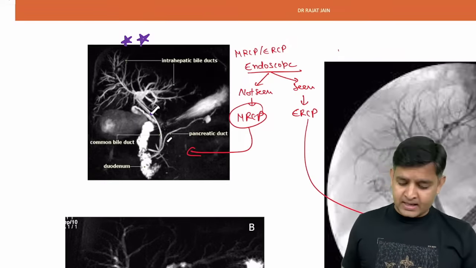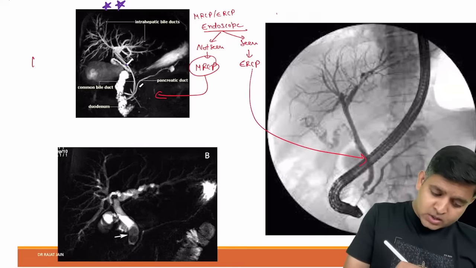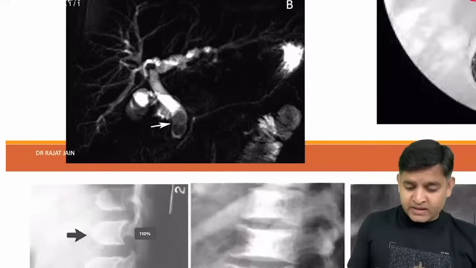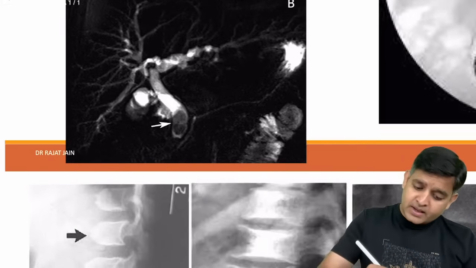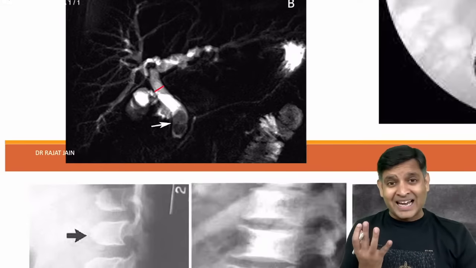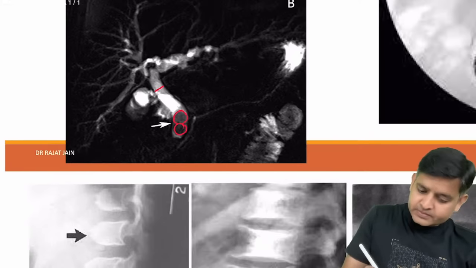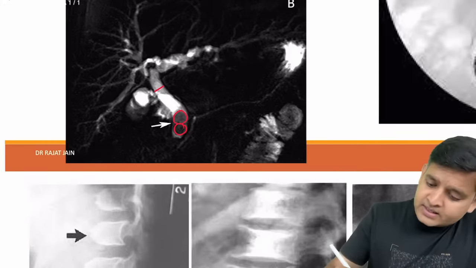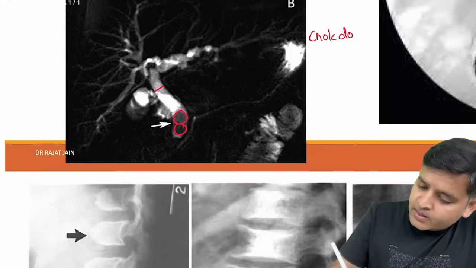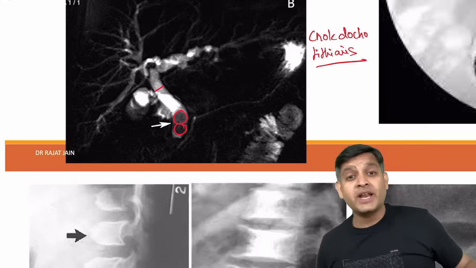Okay, MRCP and ERCP. Now let's see these two images. This is a normal MRCP. Now tell me, what is happening in this case? Look at the CBD. CBD is dilated. Why is the CBD dilated? Because there is a filling defect here, and this filling defect is nothing but choledocholithiasis.